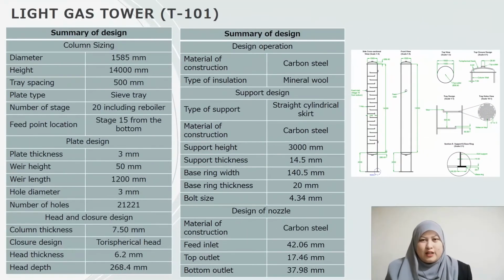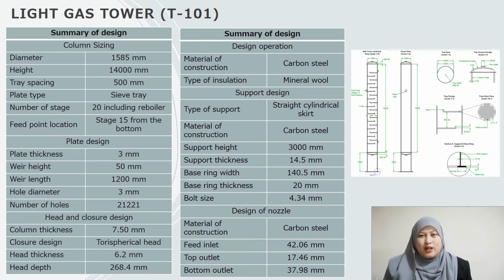The purpose of light gas tower is to separate unreacted propylene and propane. For the operating conditions, the feed is fed into the column at 50 degrees Celsius and 9.678 atm. The product at the top stream will leave at 53.19 degrees Celsius and 1 atm, while the product at the bottom stream will leave at 84.39 degrees Celsius and 1.184 atm respectively.